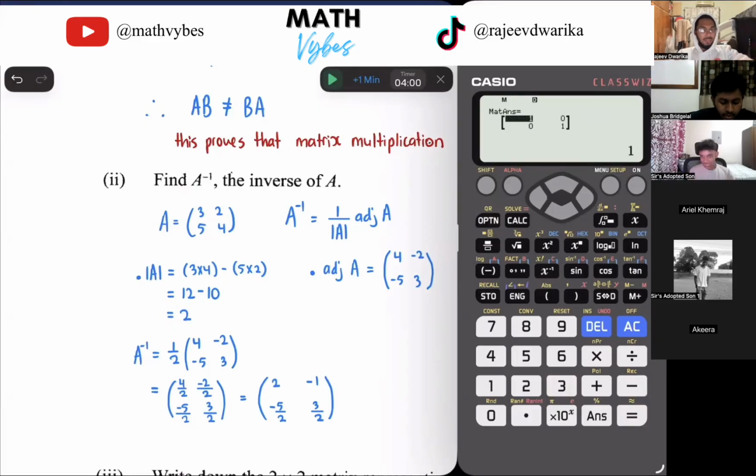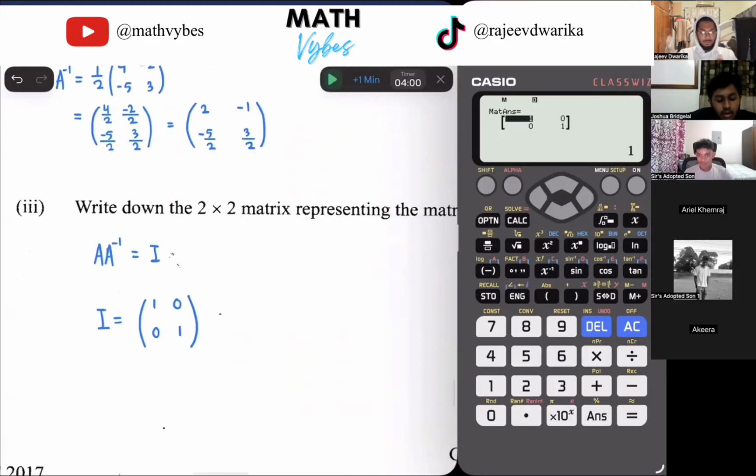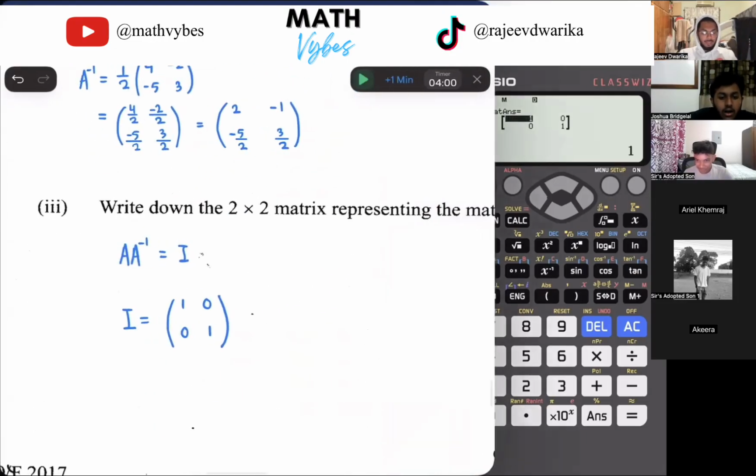Now we have slightly different Casios, Joshua, but it should be the same process. You want to store matrix A in the calculator. Once you have matrix A stored, you multiply it by its inverse, and you're supposed to get 1, 0, 0, 1, like me. Now you're supposed to get the exact same answer. Show me what you do after class.